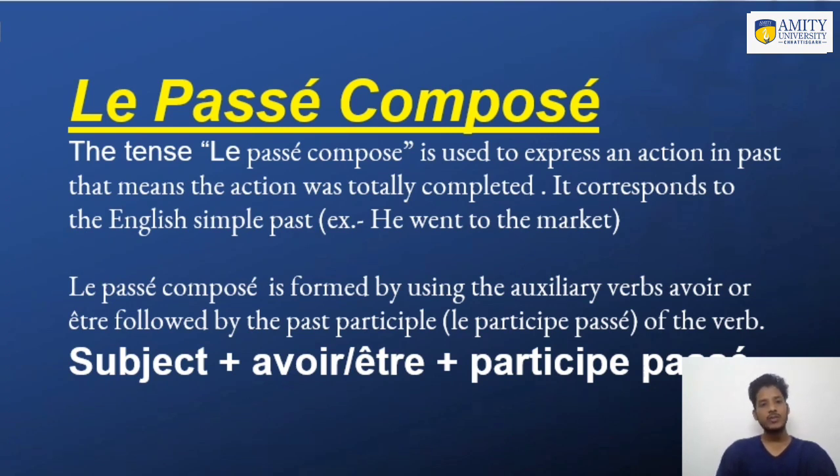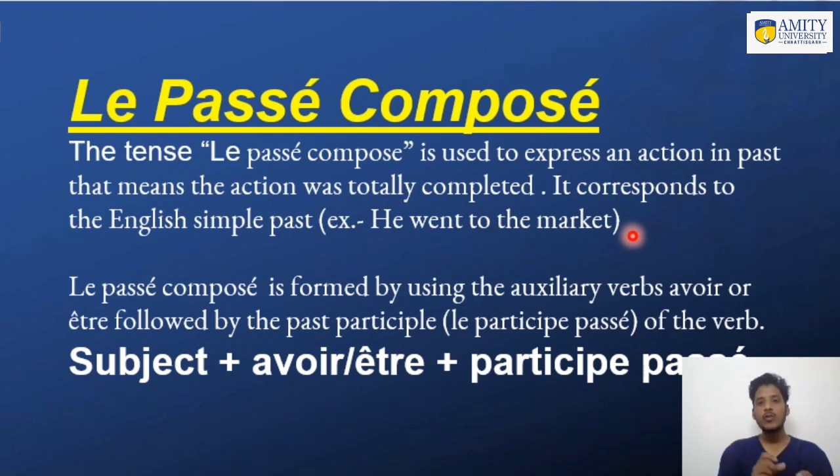So now the thing is, what is simple past tense? Simple past tense means the action that is completed totally in the past. For example, he went to the market. So went, the action of going, of go, this event is completed in the past.